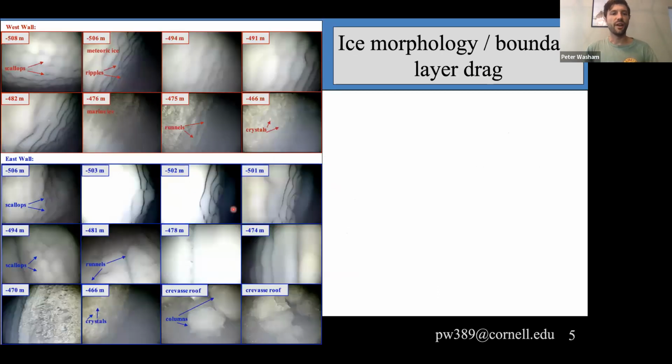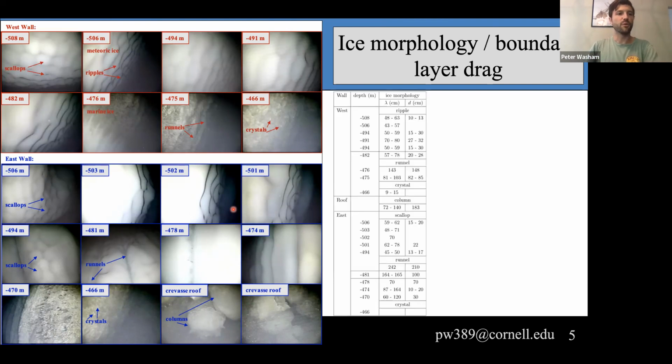Okay. So now what's interesting is that we have different circulation regimes within the crevasse at different depths. And we have all this imagery of the ice base or the ice walls. And we were able to measure the scale of these features with a sonar on the front of the vehicle. And with all this data, you can start to say something about the drag, basically, that the ice is exerting on that flow.